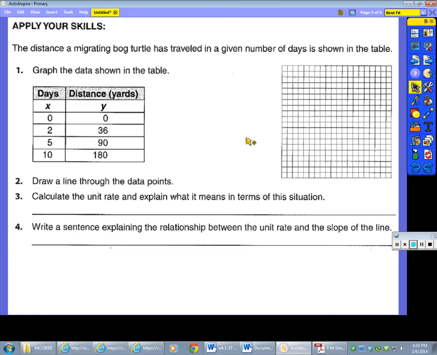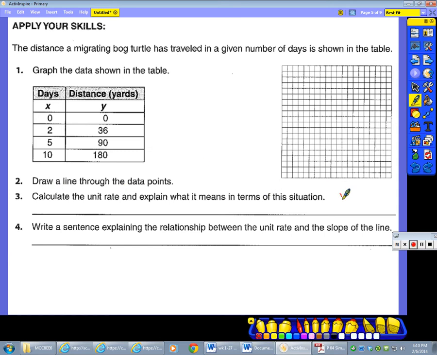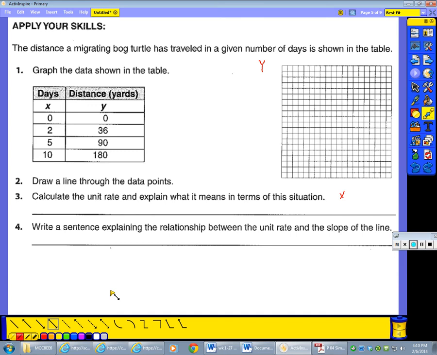So now let's take a look at applying your skills. The distance a migrating bog turtle has traveled in a given number of days is shown in the table right here. So first thing they want us to do is draw a line through the data point. So I have to graph this, okay? So here's my x values down here, and this is going to be my y values. So I'm going to create a y-axis. And I'm going to create an x-axis.